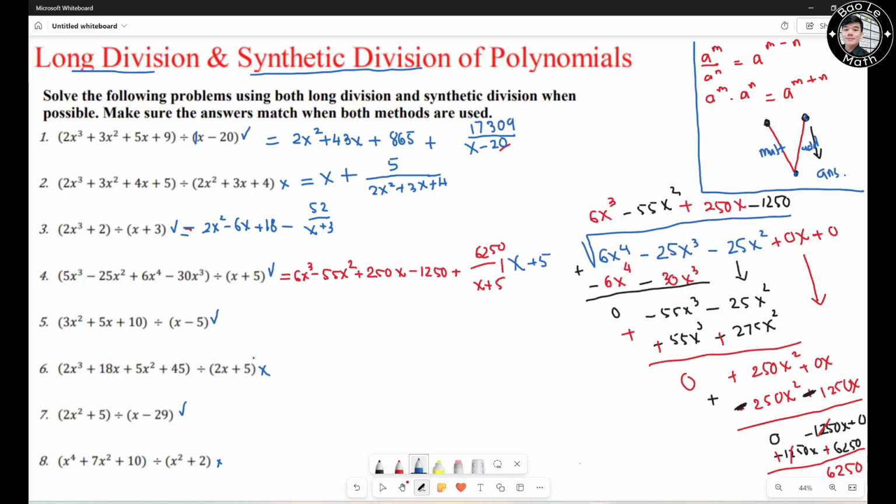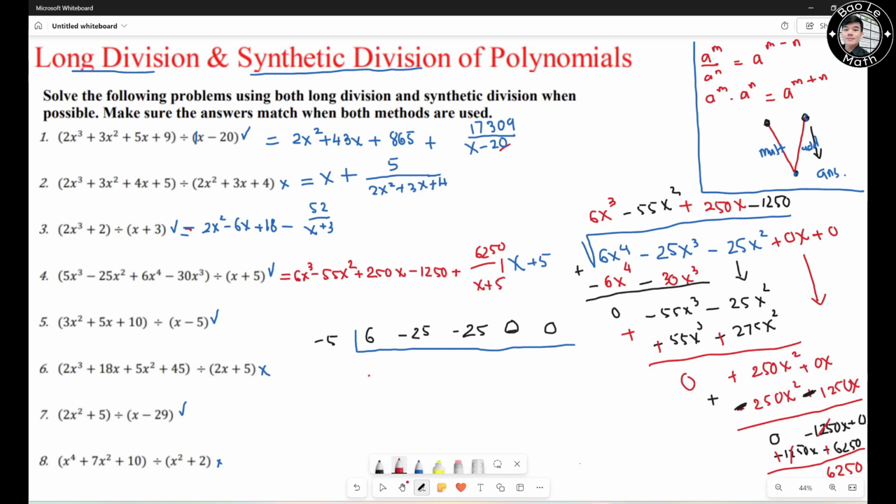Next one, we're going to do synthetic division. So we need to rearrange the coefficients from the highest power to the lowest power. The highest power should be s to the power 4 right here. So we have 6, negative 25, negative 25 is right here. Plus, so it's going to be 0, 0 right here. And then this is s plus 5, change the sign, it turns out to be negative 5.